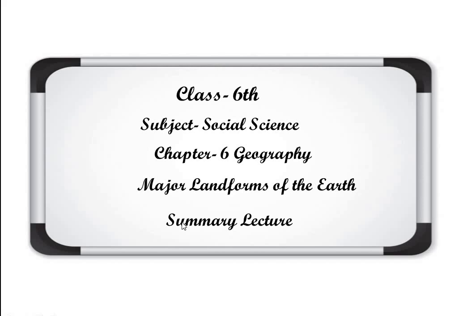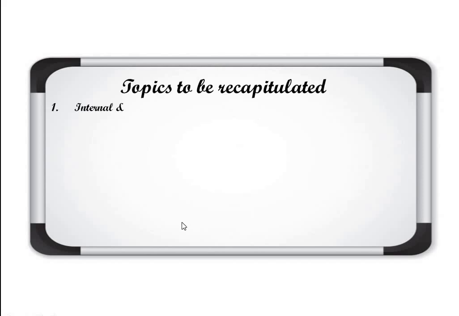So let's see the topics that we are going to cover. Topics to be recapitulated are internal and external processes of the earth, meaning what is happening inside and on the surface of the earth, due to which the different landforms are formed. Then mountains, then types of mountains.